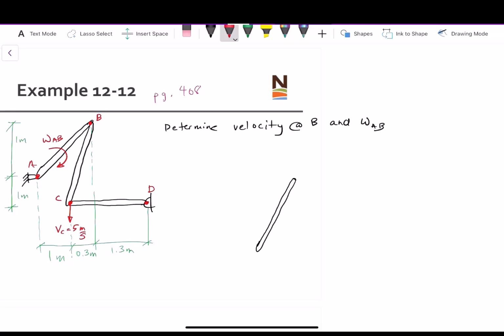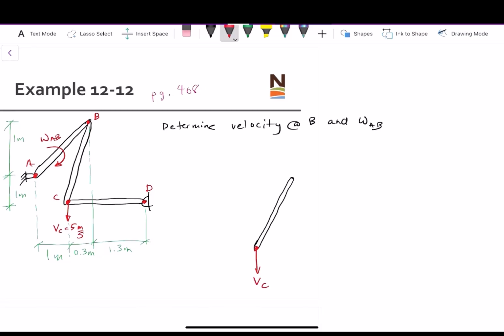And we do know, again, that the velocity at C is downwards. So this is VC. One of the things that we also know that's not shown on here is the direction of the velocity at B. You might say, well, how is that? We can't tell by this link on its own. By just looking at link BC, we wouldn't know the direction of velocity B.